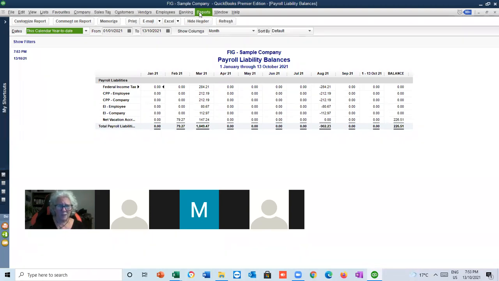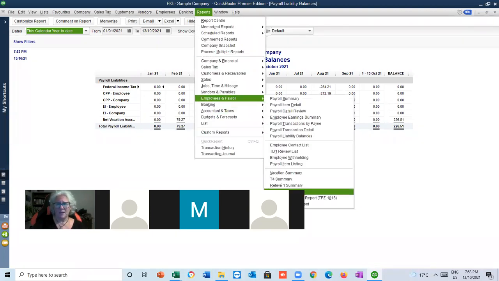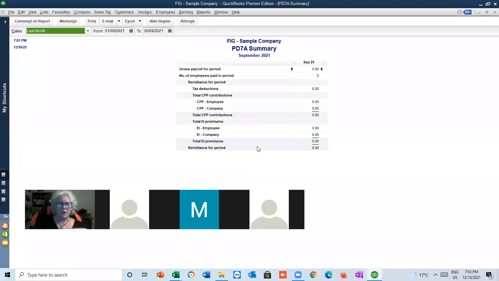QuickBooks is fabulous for this PD7A. It just does the math for you. If I go into Sage 50, the balance sheet does the math for me, and some other accounting programs do too. But this one I like because it gives me the employee CPP, the company CPP, employee EI, and gives me the taxes. And that's my working copy. I can print this off and attach it to the payment that I made through my bank, and I can staple it together, and I have a record of why I paid my PD7A.